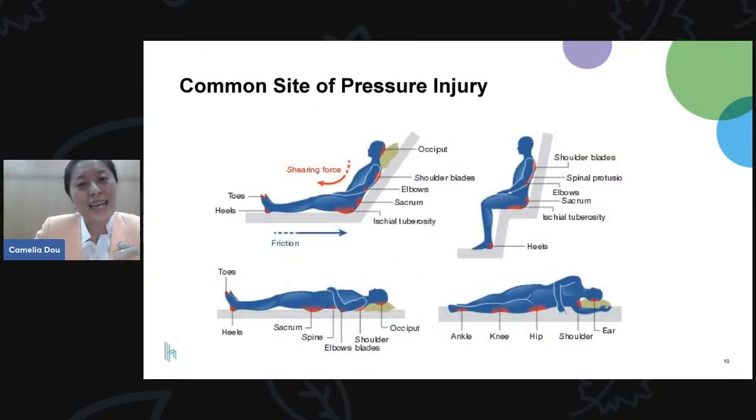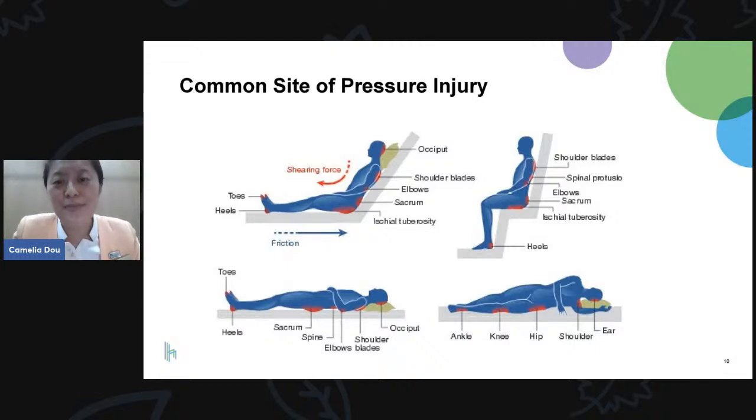So what are the common signs of pressure injury? We all know about pressure injury. When patients are lying down or sitting down, you can see here, regardless of lying or sitting, the sacrum region, the heel side, even the shoulder blade.